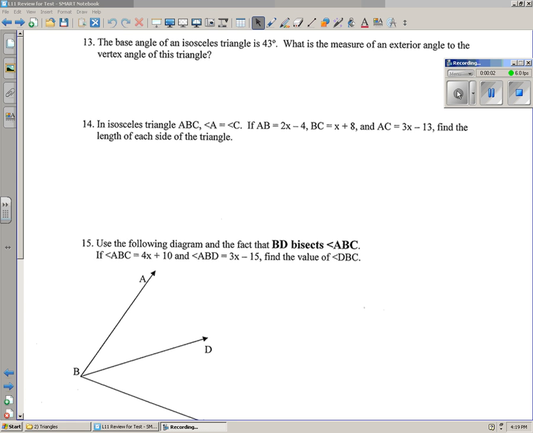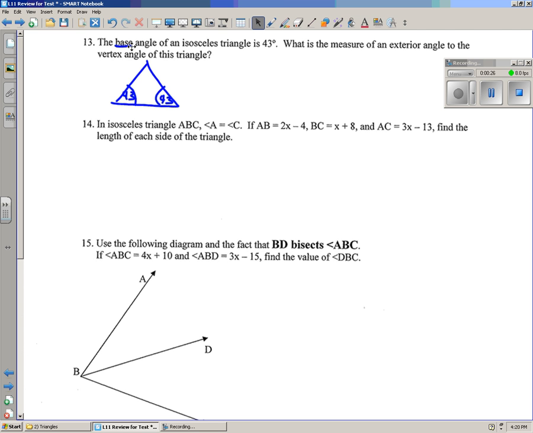In number 13, it says the base angle of an isosceles triangle is 43 degrees. If you remember, the vocabulary base angle is a word for the two equal angles in an isosceles triangle. So if one is 43, then the other is also 43. It says, what is a measure of an exterior angle to the vertex angle of this triangle?